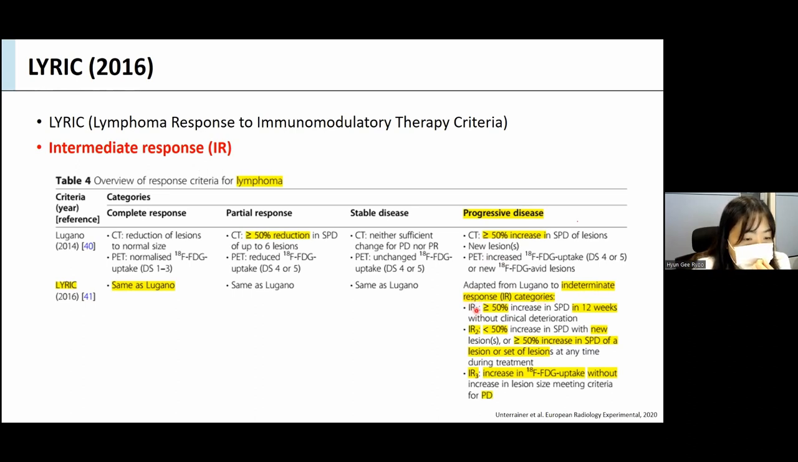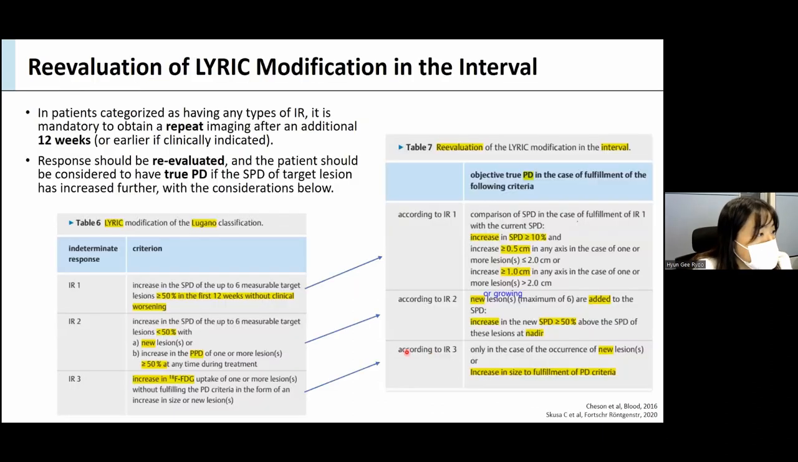If the patients are in this intermediate response category, they are recommended to repeat the FDG PET after 12 weeks. This means that the determination of treatment response should be delayed until after 12 weeks, and then the response reevaluated. So if the patients are in the intermediate response category based on the CT diameter finding, or if there is an increase in FDG PET uptake in one or more lesions, these are classified into intermediate category 1, 2, or 3. And the patients are recommended to take FDG PET or CT, the correlative imaging, at 12 weeks after.